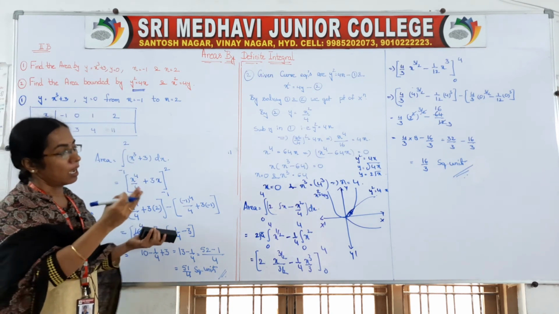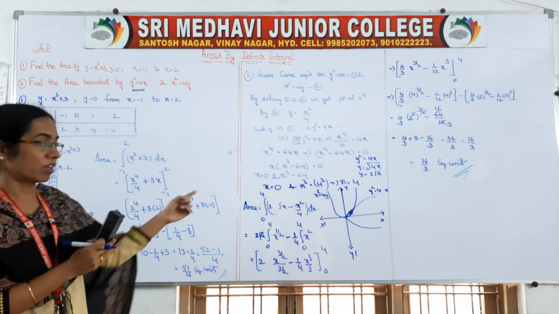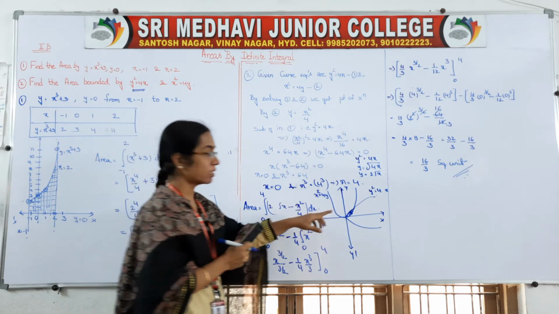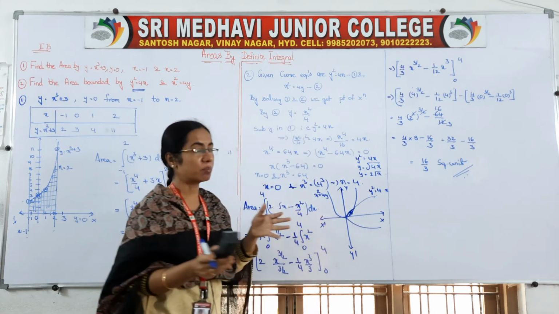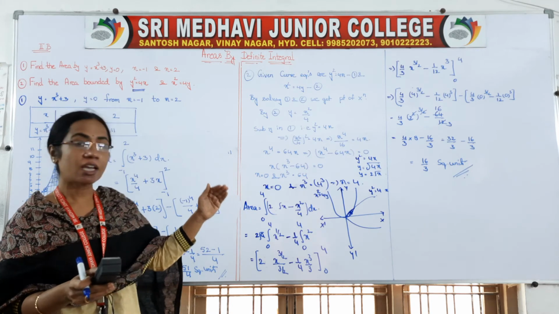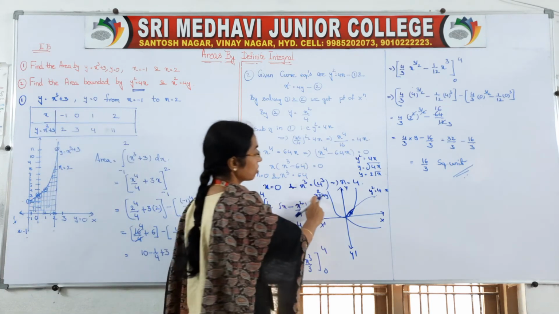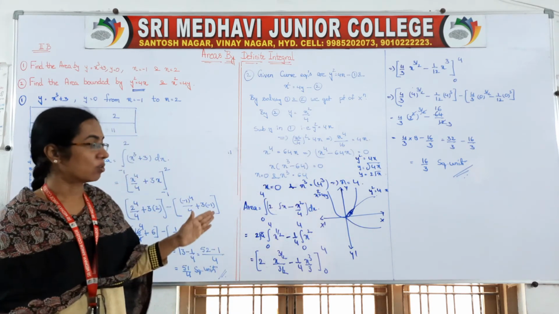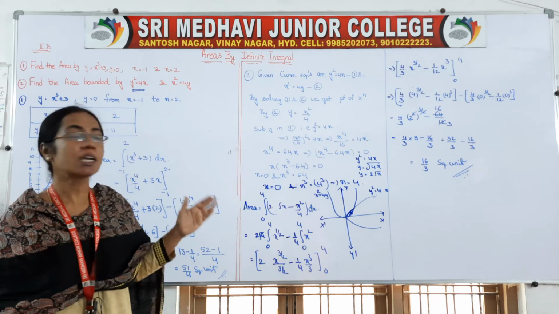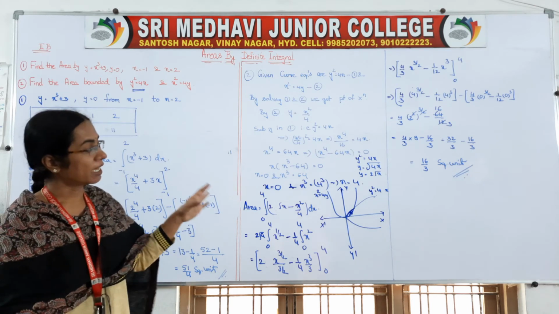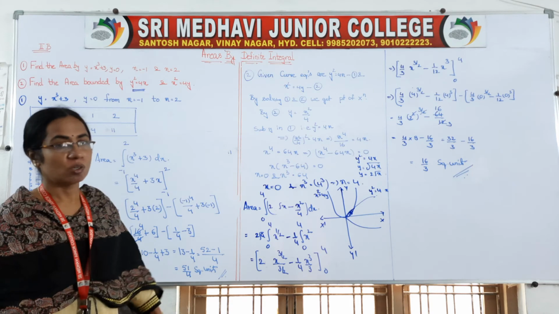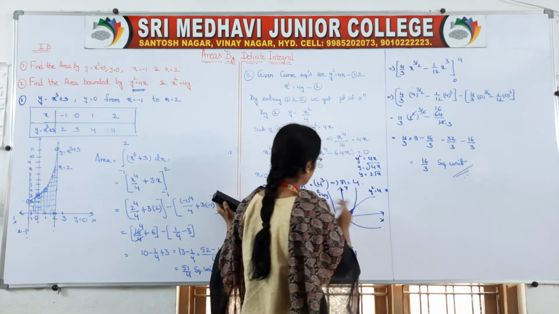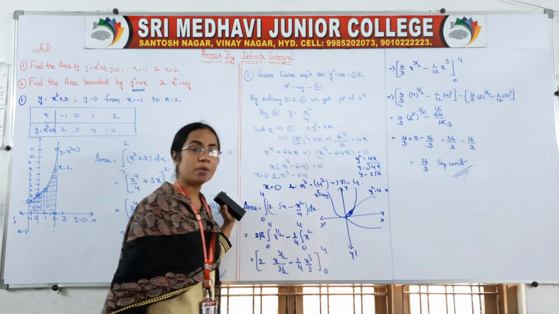Then without taking the table, we can draw the diagram. We know that y square is equal to 4x will be like this. That means the parabola curve will be symmetrical about the x-axis. And if x square is equal to 4y, the parabola will be symmetrical about the y-axis. So there is no need to take the table now. You can directly draw the diagram. If you draw it, y square is equal to 4x will be like this and x square is equal to 4y will be like this.